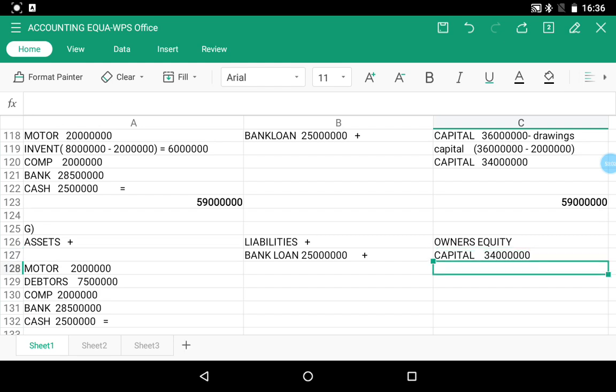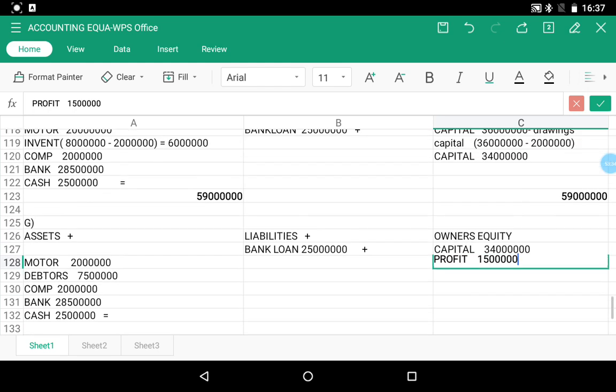Also we have profit, the one from the goods sold to a debtor. Yes, the debtor has not yet paid us, but anytime we expect money, this person is going to pay and we receive our profit. But we need to show that even though we have not received it, anytime we shall get it. So we have to record a profit of 1.5 million.